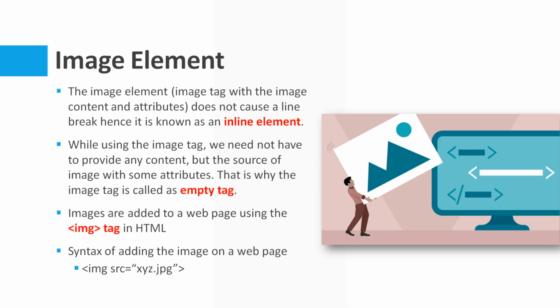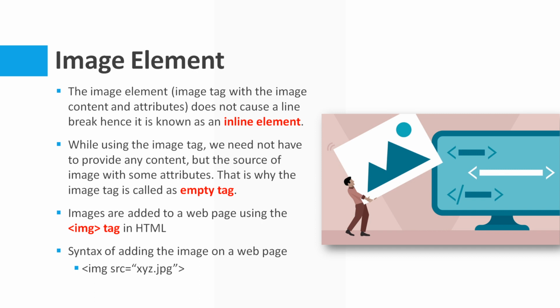Now we will see the image element. The image element, that is the image tag, with its attribute, does not cause a line break. Hence it is known as an inline element. The inline element means it does not cause a line break. It means whatever content like text or image you put, that will appear on the same line. They do not begin on a new line.